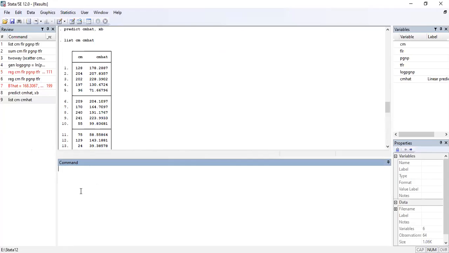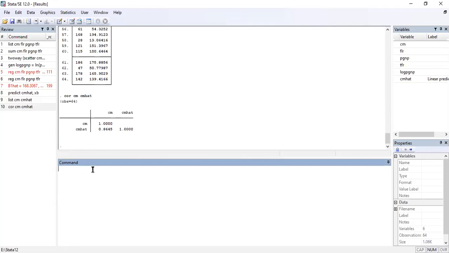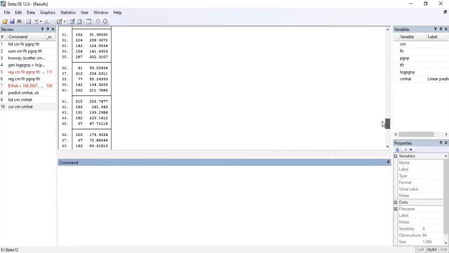Does anybody remember the correlation formula? Yes, Professor. The correlation between CM and CM hat. Sorry to interrupt, I did not understand the prediction one. Predict means y hat. How do you get y hat? By predicting, estimating. So you have an estimated equation.